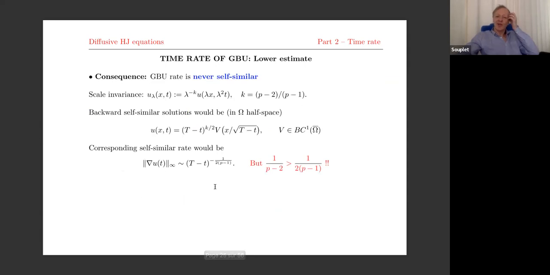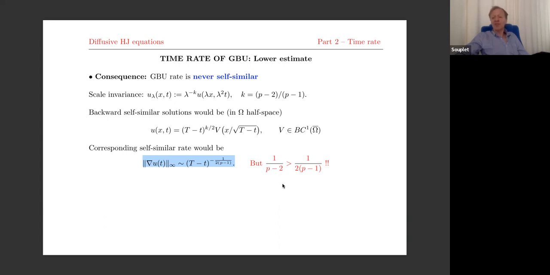First, an important remark. A consequence of this lower estimate is that the rate is never self-similar. So it is always type 2. Why? If you look at the natural scaling of the equation, meaning the scaling that would be satisfied by a Liouville-type backward self-similar solution, let's say in a half space, then the scaling exponent k would be p minus 2 over p minus 1. Now if you differentiate this in space, the self-similar rate for the gradient would be given by the exponent 1 over twice p minus 1. But this number is smaller than 1 over p minus 2, so the actual rate is always more singular than what would come out of the scaling analysis.